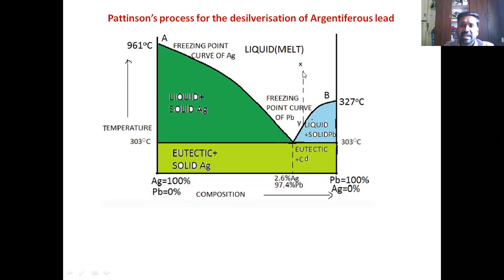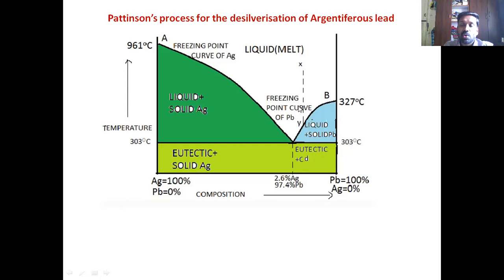And then start cooling it. Now, when you reach this point, which is the point on the OB curve, that is the freezing curve of lead, what happens? This is very important, this is where the understanding of the chemistry comes into the picture. Solid lead separates out, leaving behind the liquid. The liquid also has some amount of lead in it. It is not pure silver liquid.